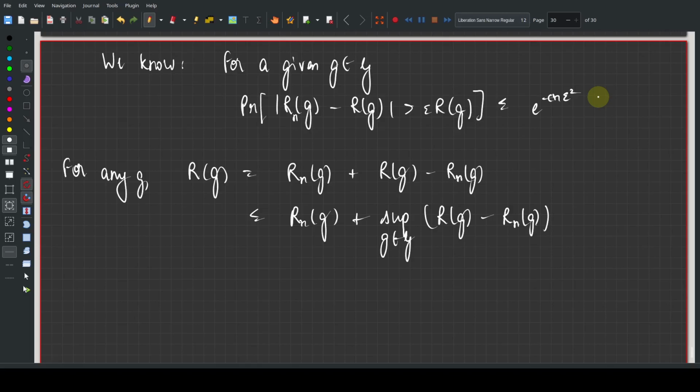So suppose that the class of functions G is finite. Then can we do something? Can we get a handle on this? So I want to find what is the probability that the supremum over all G in G of R of G minus Rn of G is greater than epsilon.